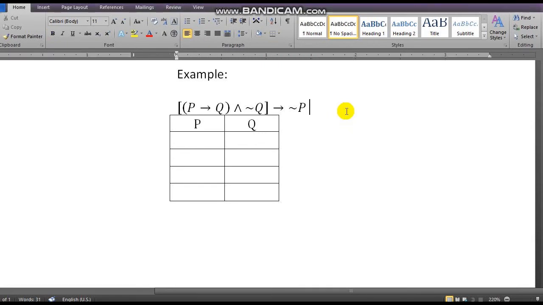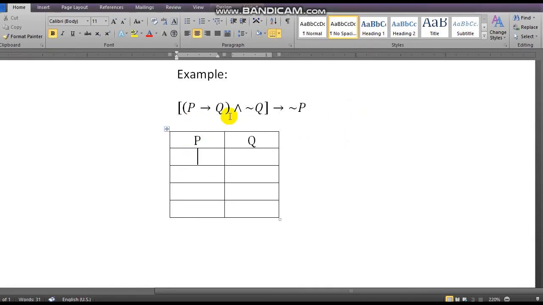So let's have an example here. Let's determine if this statement is a tautology, a contradiction, or neither of the two. We have P implies Q and not Q implies not P. Let's start off with the propositions P and Q and their different permutations. So we have true, true, false, false for P, and true, false, true, false for Q.